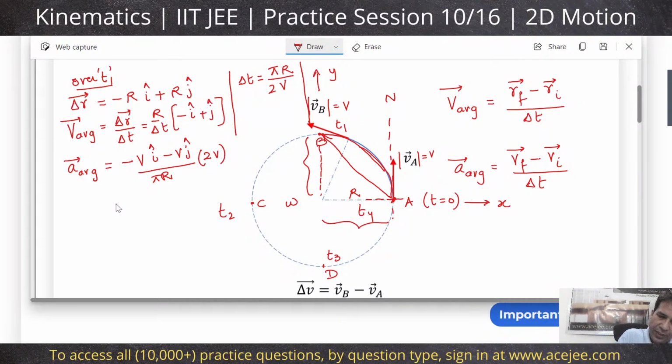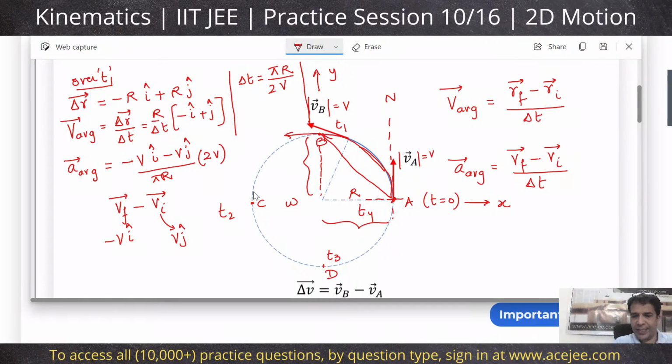Average acceleration is nothing but final velocity vector minus initial velocity vector. What is the velocity at B? The velocity is towards minus x. Magnitude is v. So this is your Vf. What is Vi? Vi at this point A is V pointing towards the y-axis. Use the minus sign, you get the minus sign. Correct? Yeah. Okay.